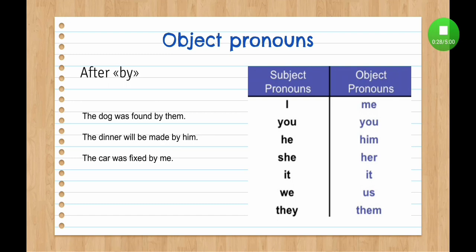For example, we say, the dog was found by them. In this case, we're talking about the third person of the plural, that is they, but instead of saying the dog was found by they, that would be absolutely incorrect, we say the dog was found by them. It is like that in every single sentence constructed in the passive voice.